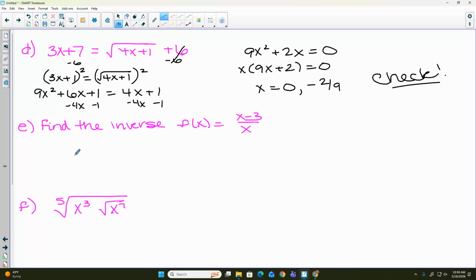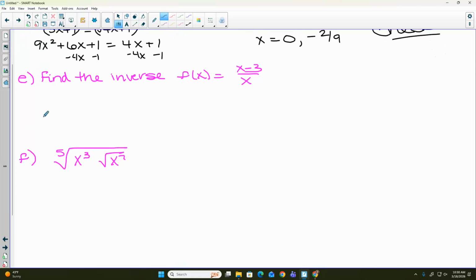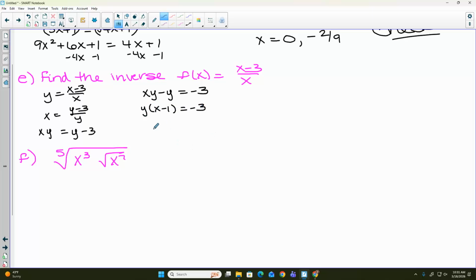All right, finding the inverse. What do we do? And then what do we do? Switch our x and y. Okay, so if we multiply over the y, add multiple y's, we need them on the same side. Take out the y. So then we divide it, and at the end, instead of writing y, we say f inverse of x.